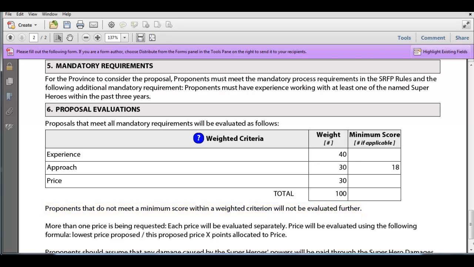So basically that means that if we're evaluating your proposal and you do not meet that minimum score under approach, then we are not going to be able to consider you for the contract. You have missed a requirement of the SRFP. Now, to be clear though, under approach there might be a number of things that we're looking for. You don't have to meet absolutely 100% of everything in order to meet that minimum score, and our next video will talk a little bit more about that. But what is important is that overall you've met that minimum score.